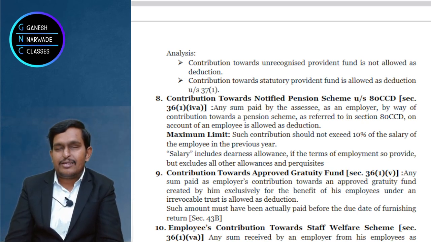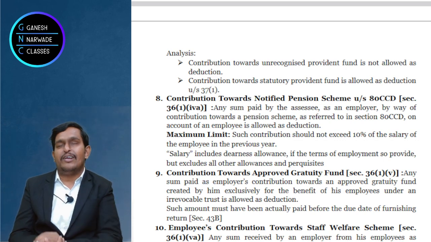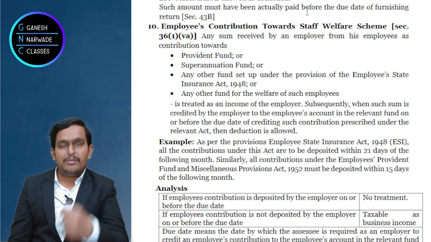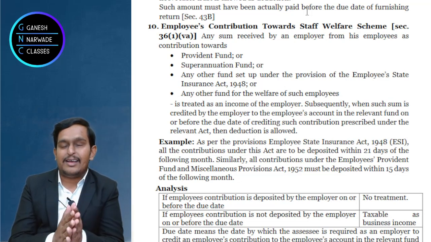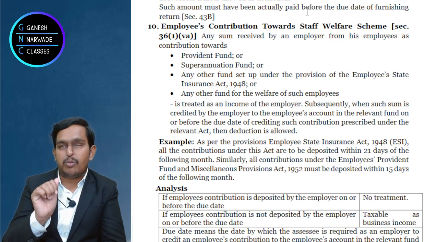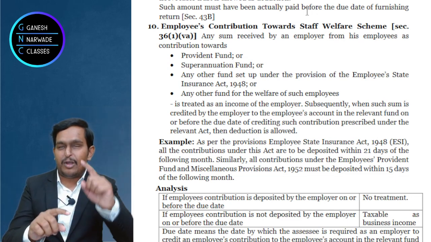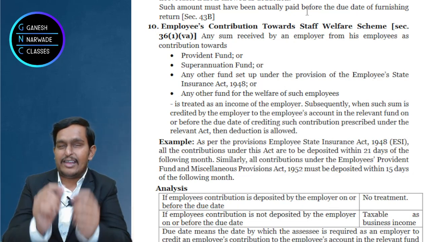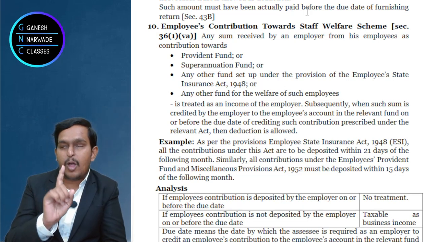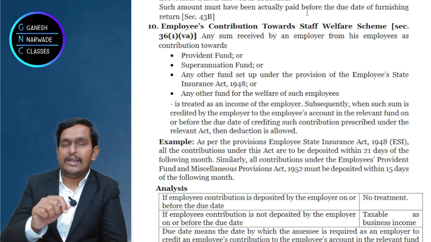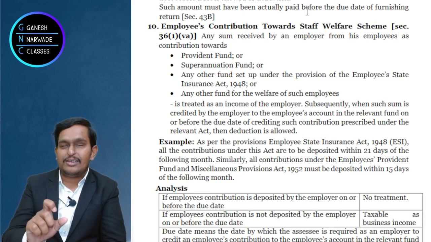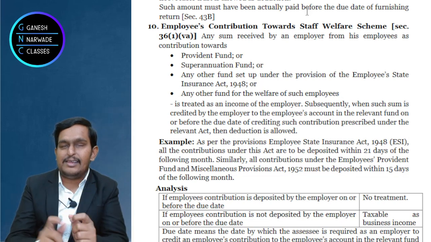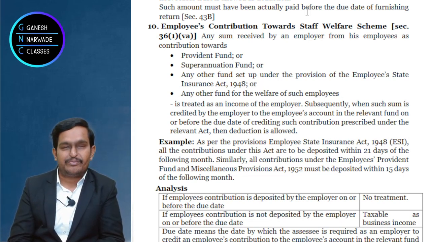This you should remember. Okay, now let's discuss staff welfare scheme. Now, a very interesting topic, contribution by the employee. Till now I spoke about employer, like employer contributed to RPF, superannuation fund, gratuity fund or NPS, all that I discussed about employer till now. Now this point, section 36 subsection 1 clause 5a, talks about contribution by the employee towards the staff welfare scheme.